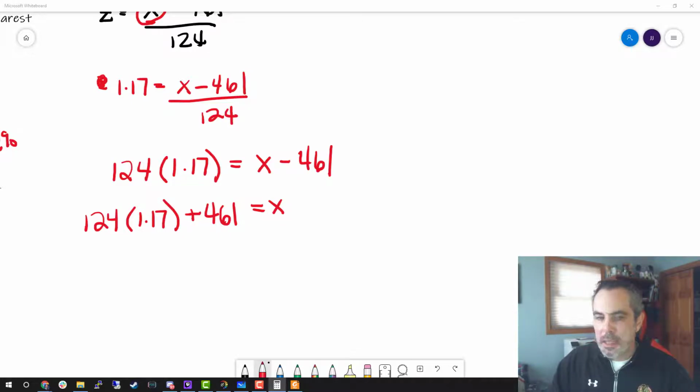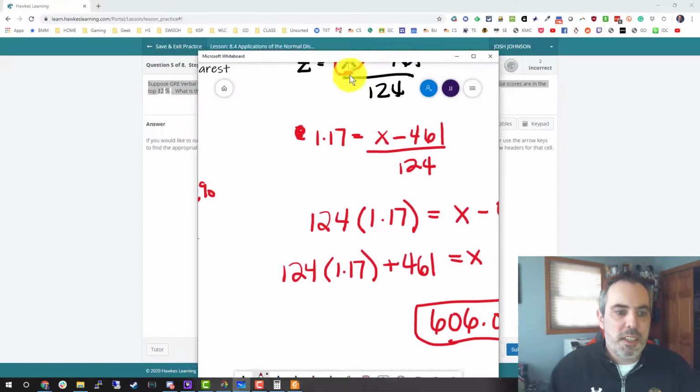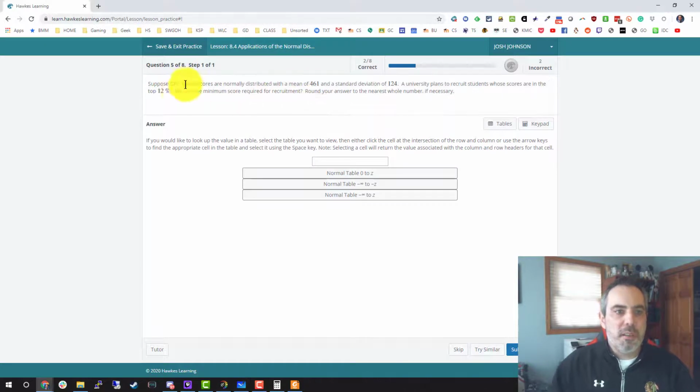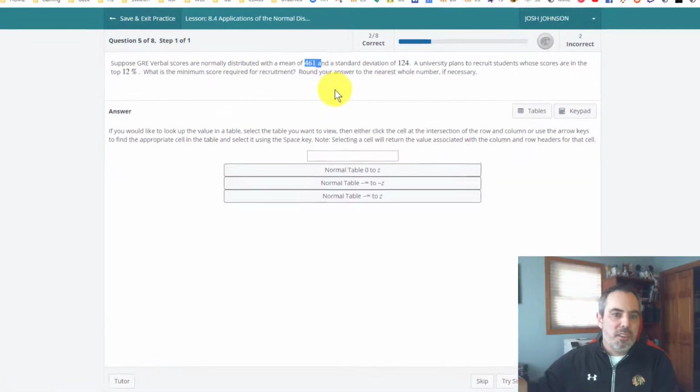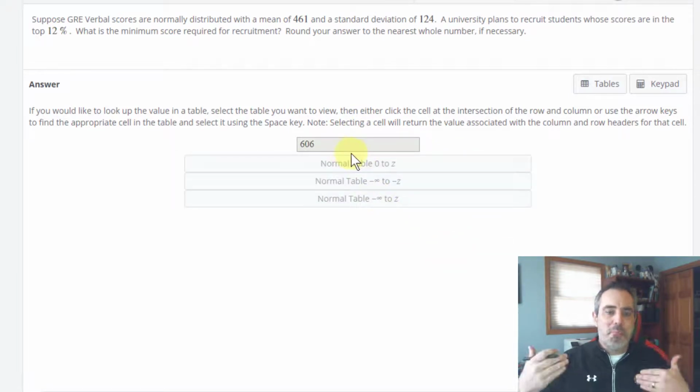124 times 1.17 plus 461, and I get a score of 606.08. That 606 is now the actual score. So when they're talking about this, they say, what is the minimum score required for recruitment? If this is the average, 606 is well above average. The top 12% score higher than that. So they asked me to do this to the nearest whole number, so I'm going to do 606 as the score. That's the minimum score to get in.